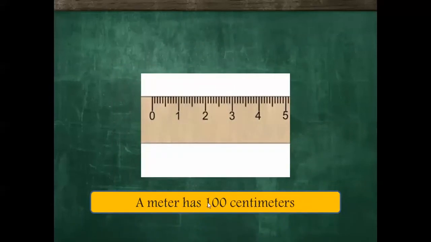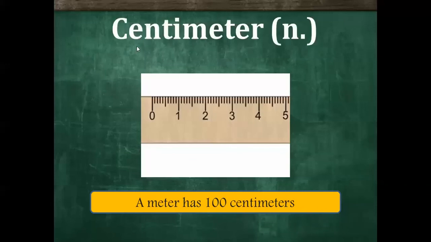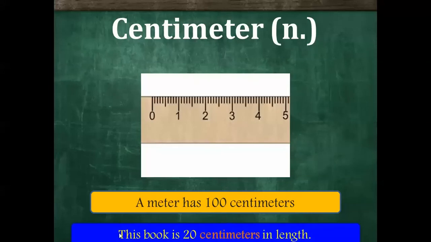After that, a meter has 100 centimeters. So we are talking about the unit of measurement, which we call centimeter. Again, centimeter. The word is a noun. The example: this book is 20 centimeters in length.